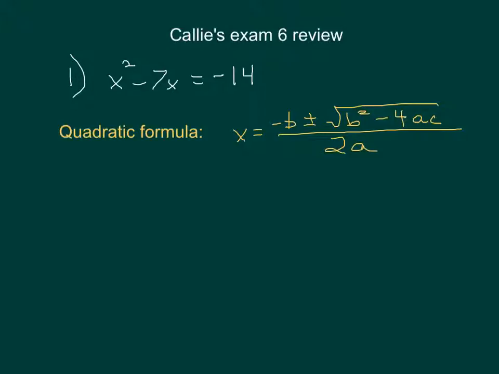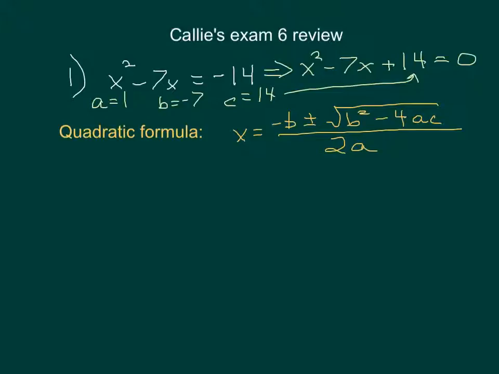So a is the coefficient in front of x squared, b is negative 7, and c, you have to rewrite this equation before you can get c. You have to bring the 14 over and have the equation in standard form so that you have all of your x's on the left and 0 on the right. So you add 14 to both sides. So that means that your c is going to equal 14.